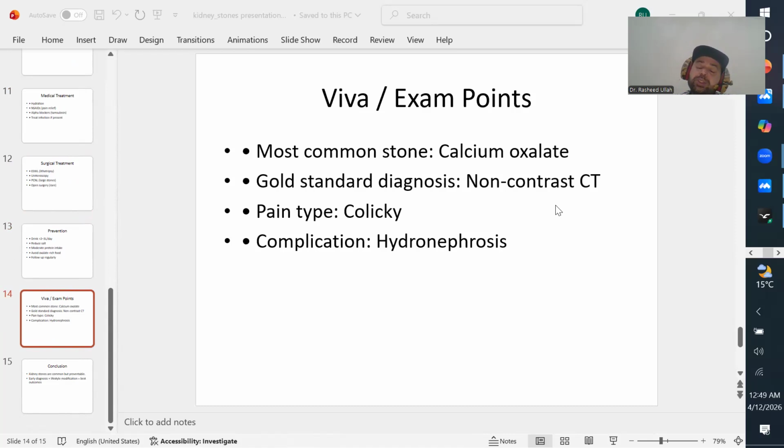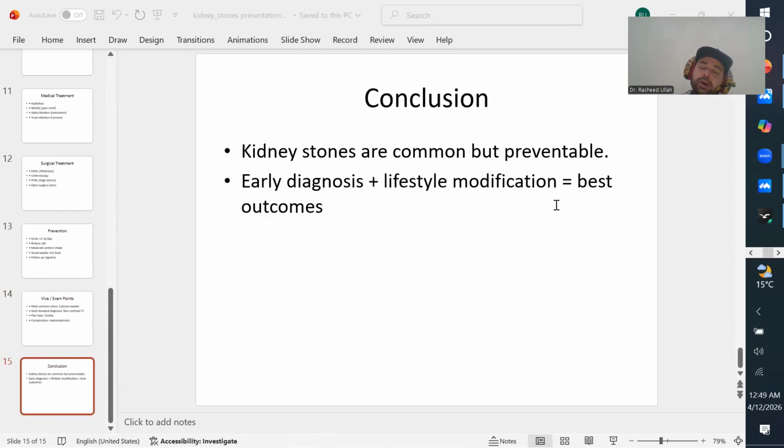And the pain type is actually colicky pain, and the complication is hydronephrosis. So the conclusion is that kidney stones are common but preventable. Early diagnosis plus lifestyle modification equals best outcome.